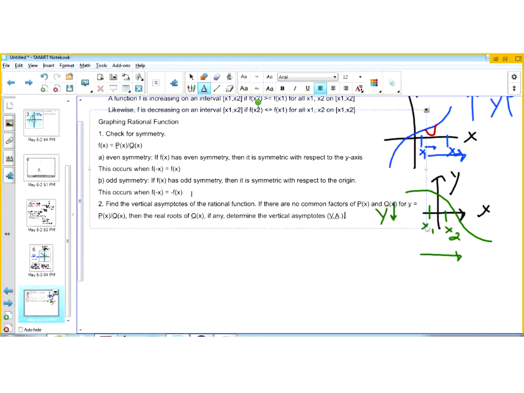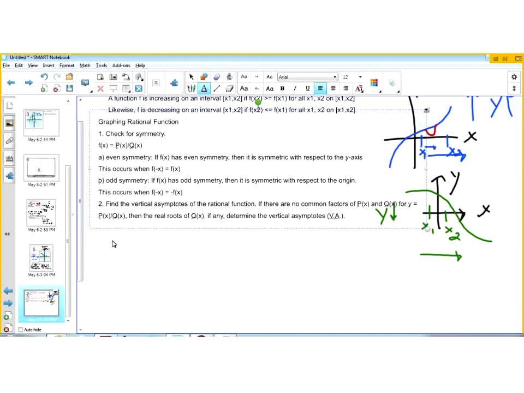Okay, now, what happens if there are common factors? All right, if there are common factors, in other words, you can cancel a common prime factor out of the numerator and denominator, well then the root of that common factor becomes a hole. And I think I have an example of dealing with those, maybe not. Not quite.